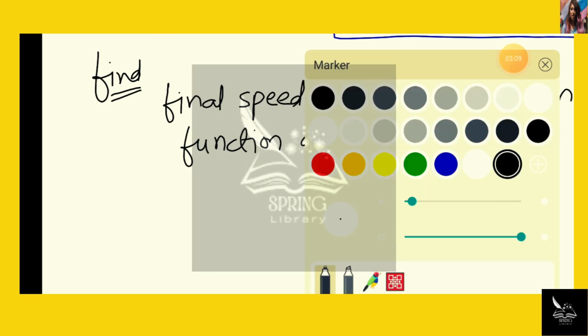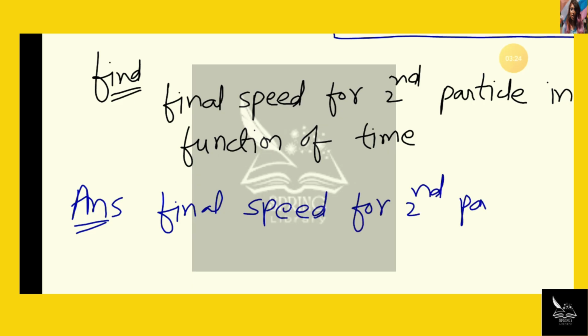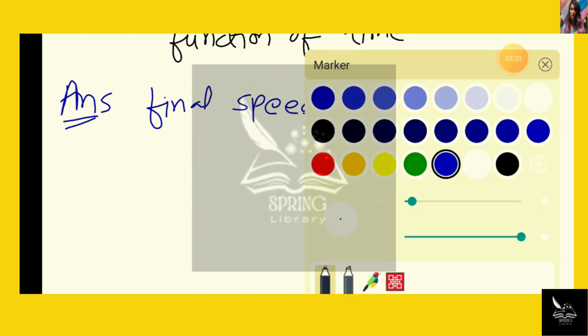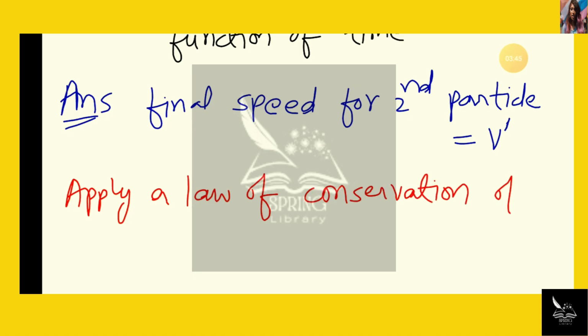So consider that the final speed for the second particle after collision is v dash. Now the next step is to apply the law of conservation of linear momentum. According to this law, linear momentum before collision will be equal to linear momentum after collision.